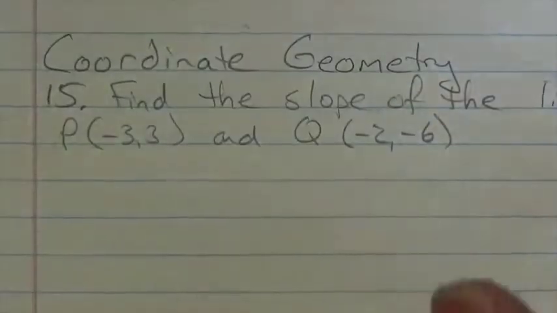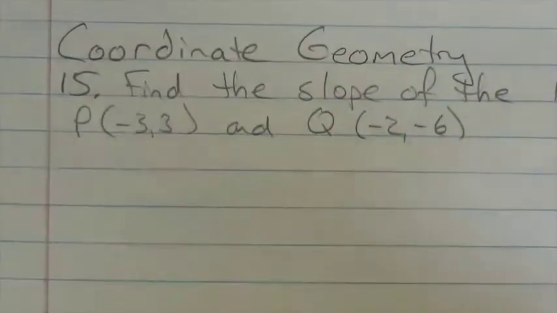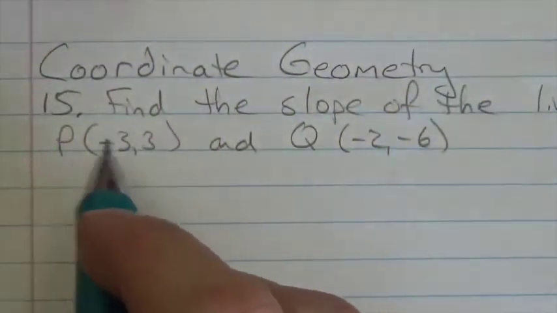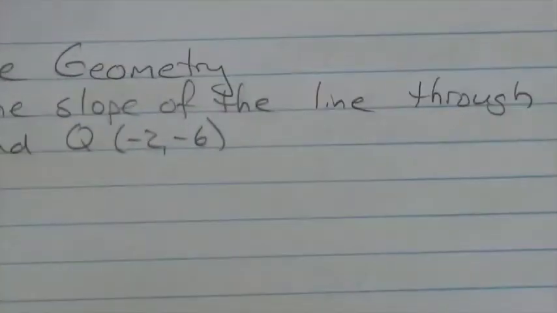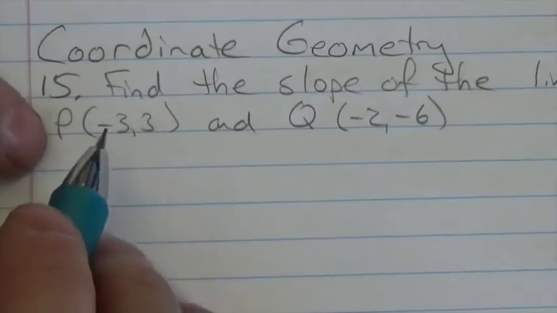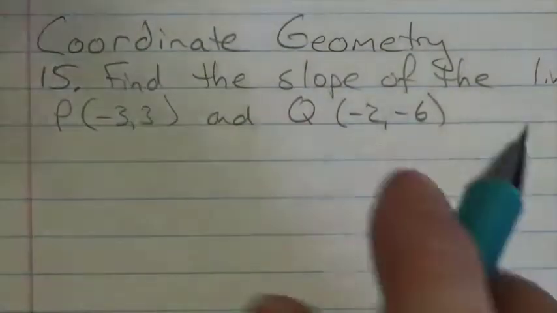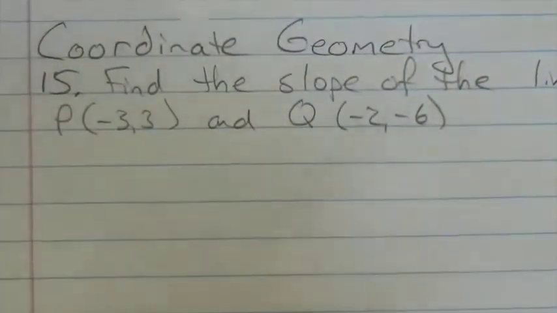All right, so we're going to take a look at some ideas in coordinate geometry, some stuff that's significant to where we're going to be going in this course. And we'll start off with this question right here. It says, find the slope of the line that passes through the points P(-3, 3) and Q(-2, -6). In other words, we're just finding the slope of the line segment joining those 2 points.